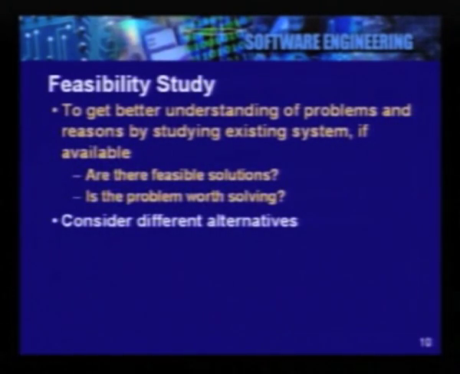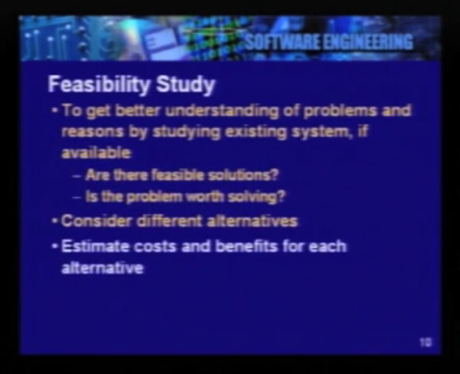We do consider here different alternatives. Given a problem, there may be many ways by which we can address it, and these alternatives may have different costs and benefits. So, we need to estimate and analyze these. The idea is that you do not present to the user a single option. You may give him different options which may have different benefits and different costs, and you leave it to the user to decide which is the best alternative.